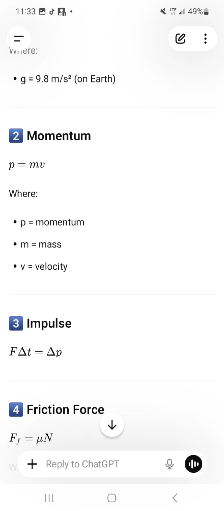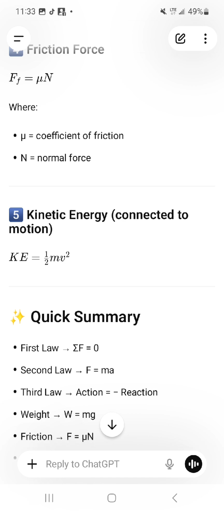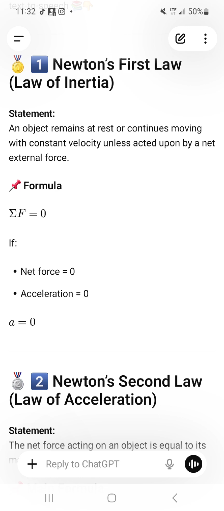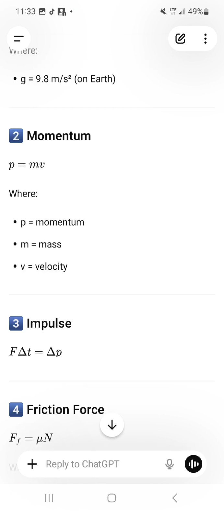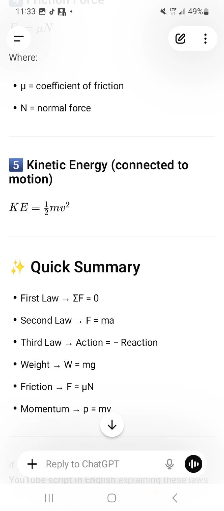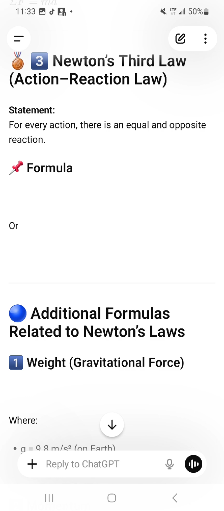Law of inertia. Newton's first law states that an object will stay at rest or keep moving at a constant velocity unless acted upon by a net external force. For example, a ball on the floor will not move unless you push it. If it is rolling on the ground, it will eventually stop because of friction. Friction is an external force that slows it down.